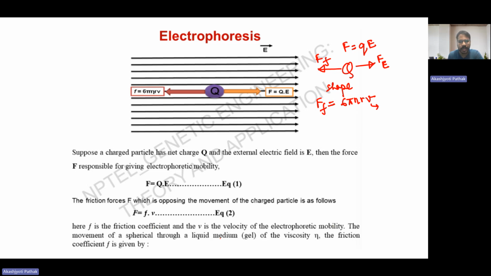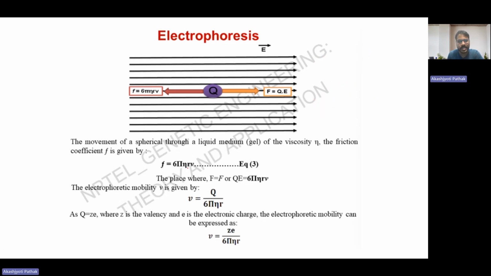So for the movement of a sphere through a liquid medium of viscosity eta, eta is the viscosity of the media. So the viscosity of the media is denoted by eta, and the frictional coefficient f will be given by what? It is 6 pi eta r v. Okay.